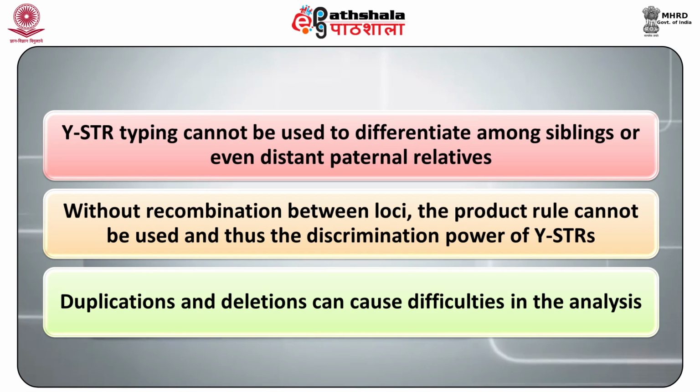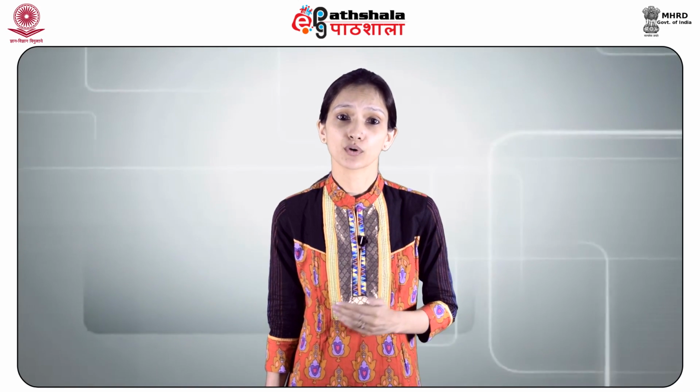First, since paternal relatives are indistinguishable, YSTR typing cannot be used to differentiate among siblings or even distant paternal relatives. Second, without recombination between loci, the product rule cannot be used and thus the discrimination power of YSTRs is limited by the size of the population database used. Third, duplications and deletions can cause difficulties in the analysis. The primary value of the Y chromosome in forensic DNA testing is that it is found only in males.